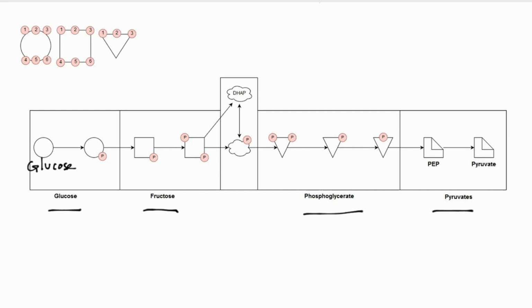As we move along the pathway, you'll notice that there's a phosphate group in the 6th position. So this particular metabolite would be called glucose 6-phosphate, or G6P, as I like to abbreviate it. Then moving on, we have a box of fructose molecules. Specifically, we have a phosphate group in the 6th position. So this is going to be called fructose 6-phosphate.